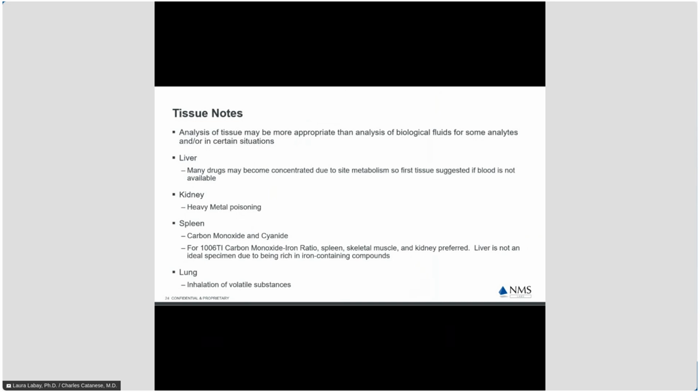Also, if there's insufficient blood or no blood for carboxyhemoglobin and cyanide analysis, spleen squeeze or spleen itself is the preferred tissue type for that analysis. And lung can also be tested for inhalation of volatile substances. So again, in the tissue samples, you're really looking for a companion sample for blood, or in the absence of blood, other samples where the suspect agent may be concentrated.